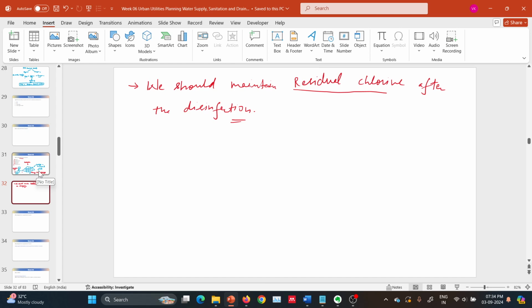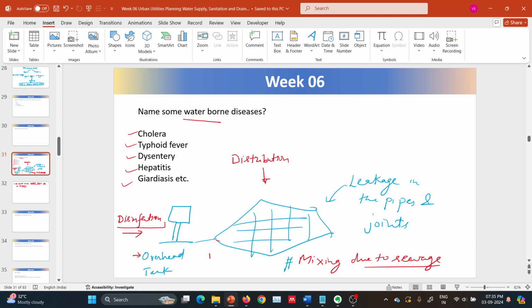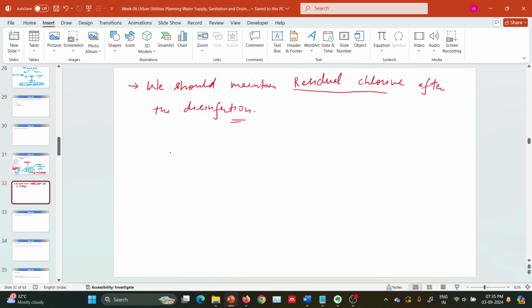This will kill the microorganisms which can affect us. Disinfection is already done here, so in this unit we provide some extra chlorine so that it will kill the microorganisms which may enter the distribution system in future. That's why some extra chlorine is also provided. The range is 0.0 to 0.3 milligram per liter.